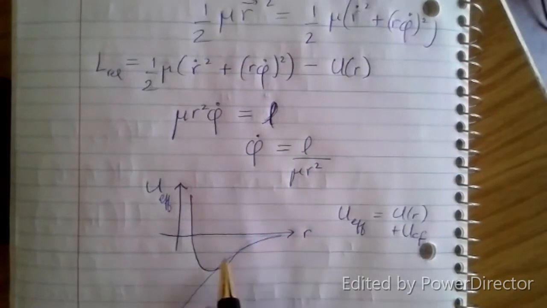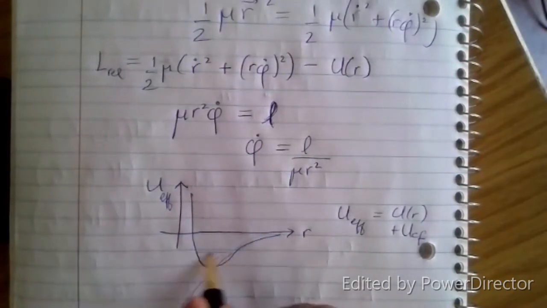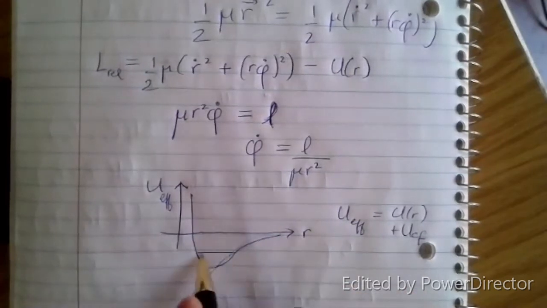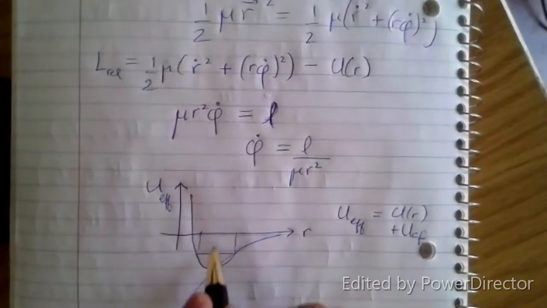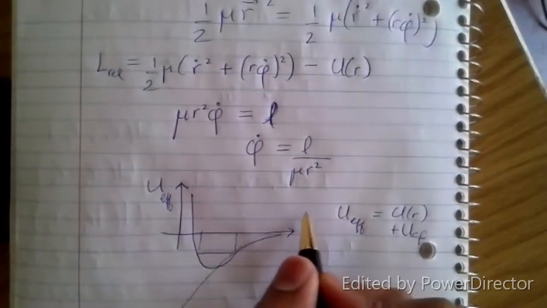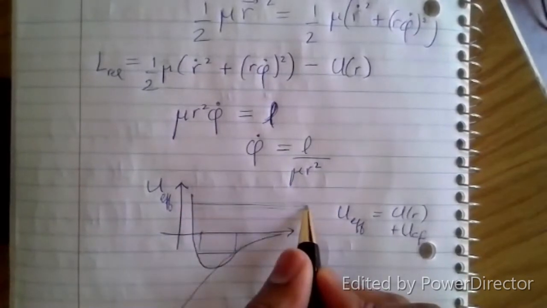All right, and so then once we have this, we can do all the stuff we like to do with energy diagrams. We can talk about bounded orbits. And so here, this would be an orbit going between r min and r max. We can talk about circular orbits. We can talk about unbounded orbits. If you have more energy, you can actually escape out to infinity.